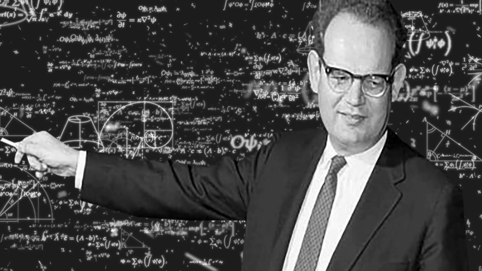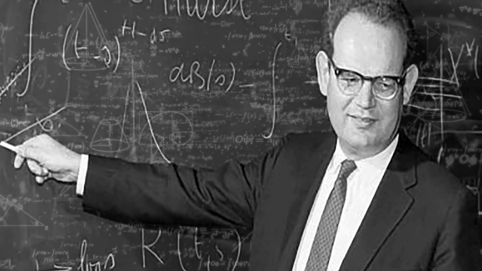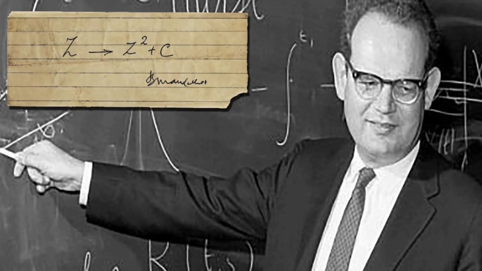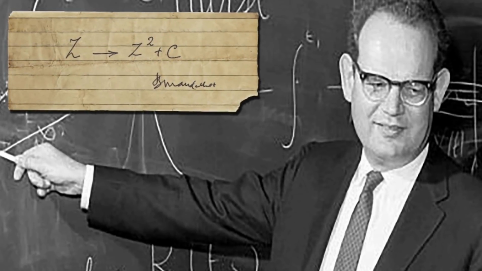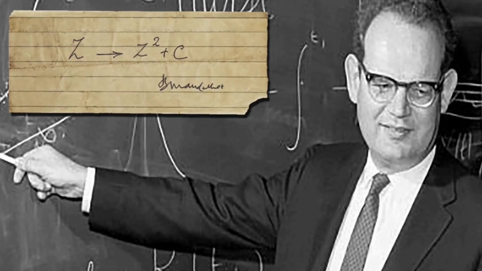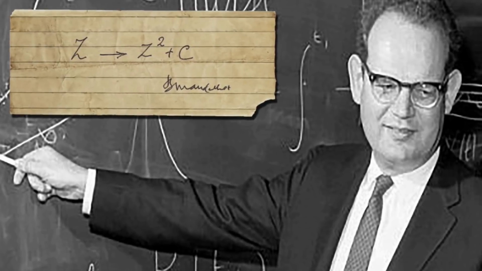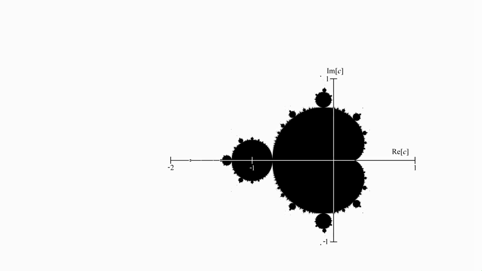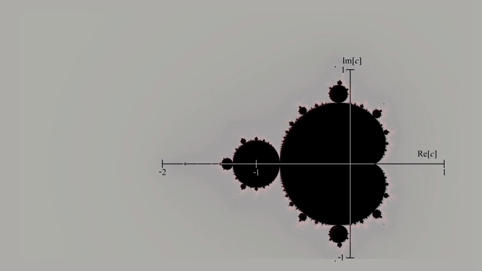In 1980, the mathematician Benoit Mandelbrot publicized a simple formula: Z maps to Z squared plus C. But you don't apply it only once. You take the result and feed it back into the formula. Do this often enough and a pattern emerges, the Mandelbrot set. The more you repeat this calculation, the more complex details are revealed. Ultimately, you could repeat this infinitely, the only limitation being the processing power of your computer.